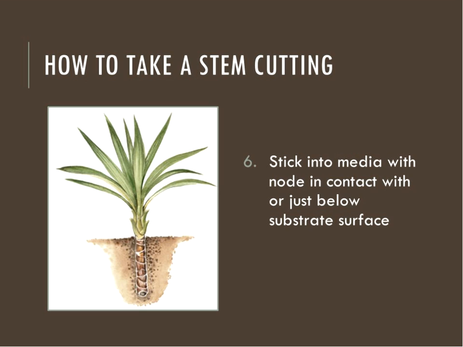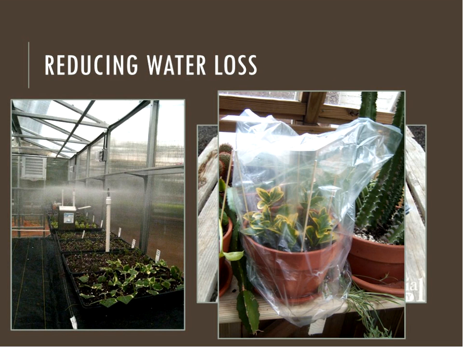And then finally, of course, you're going to stick your cutting into the media. It's best if you can have a node in contact with or just below the media surface, if at all possible, especially if it's a hard to root cutting species. So those are our basics of how to take a stem cutting. And then you need to put it somewhere, again, where it's going to be in high humidity situation.